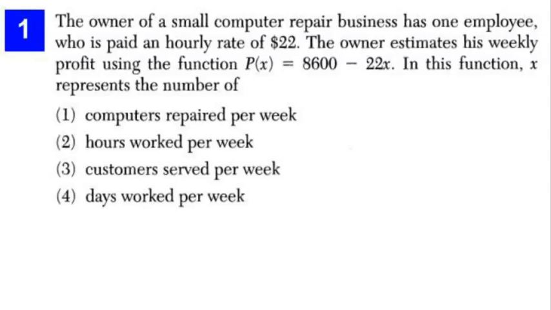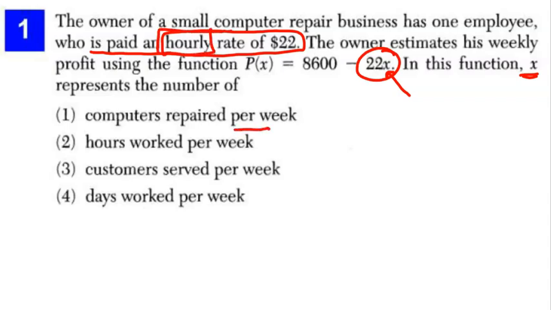In this question, they give you a function p of x equals 8,600 minus 22x. And before that function, they tell you that the employees are paid an hourly rate of $22. So this is the slope or rate of change. And if they're asking you what x represents, then this would have to do with $22. And $22 is given every hour. So therefore, it's the number of hours worked per week.